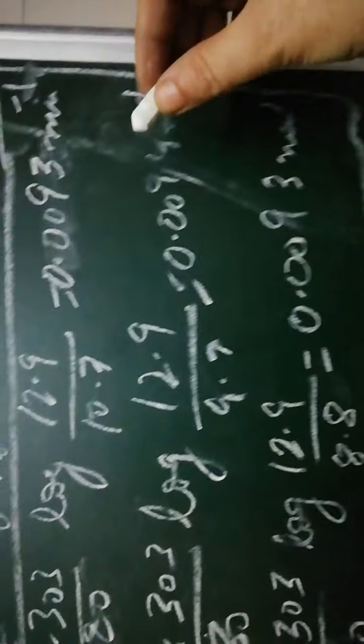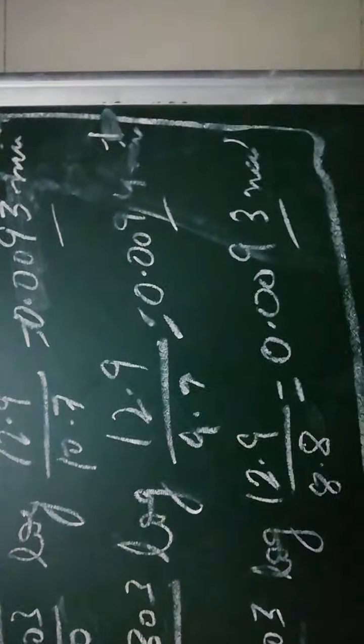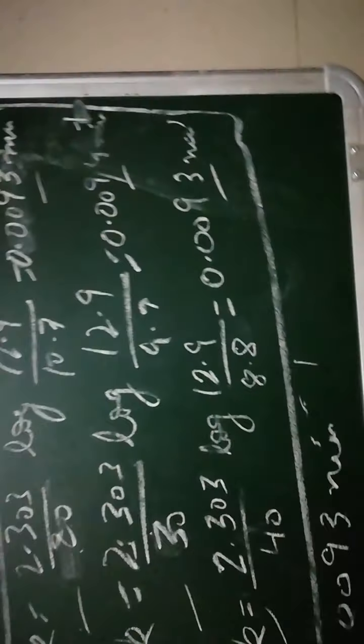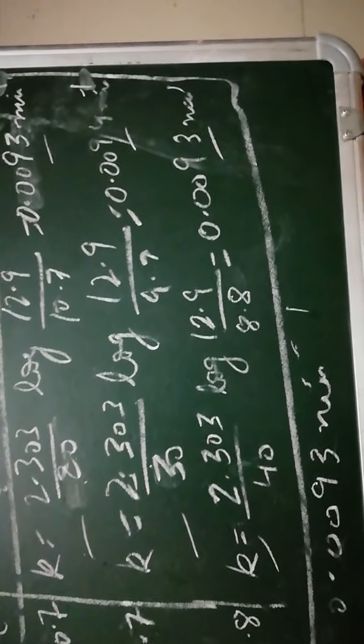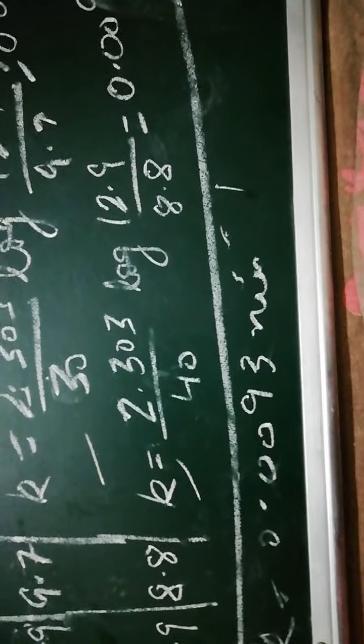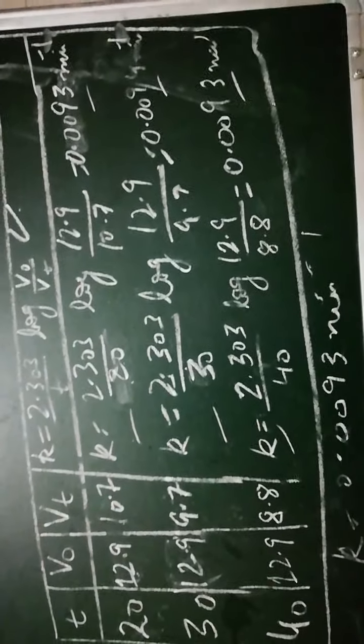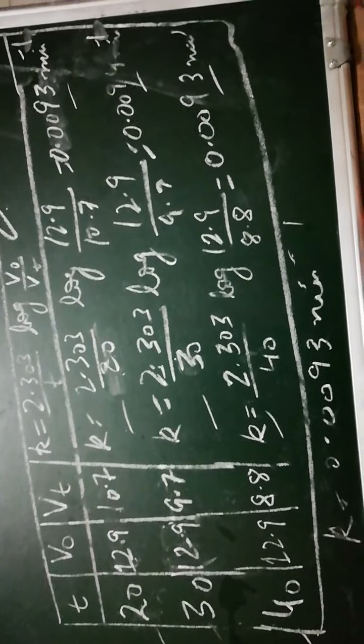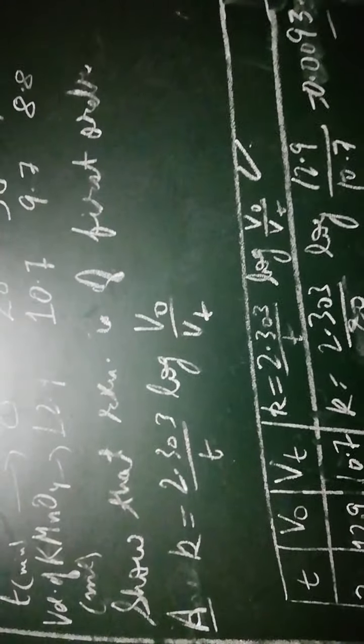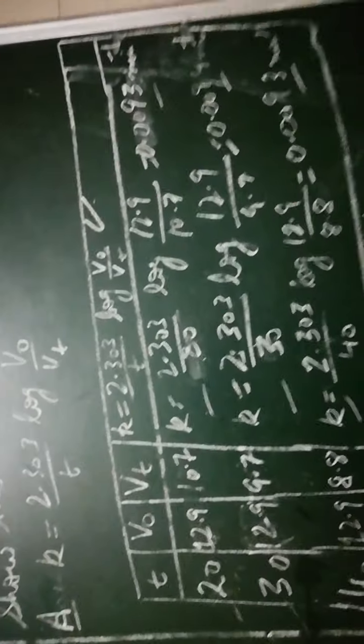And you will see the value of K comes out to be almost the same. So you will take the average of these three values and you will write the value of K is equal to 0.0093 minutes inverse. And then what you will write? That as we can see, the value of K comes out to be constant. So our reaction, that is decomposition of H2O2, follows first order kinetics.